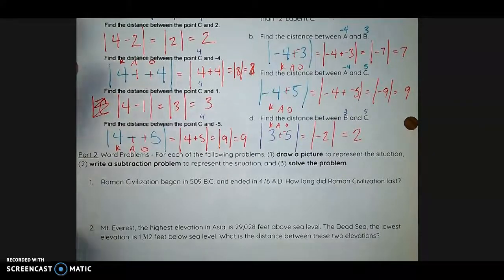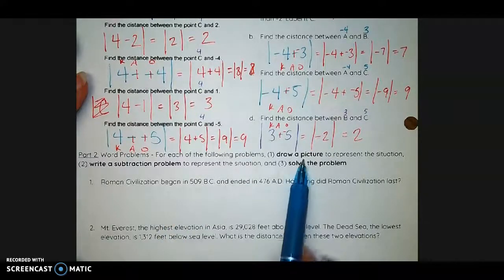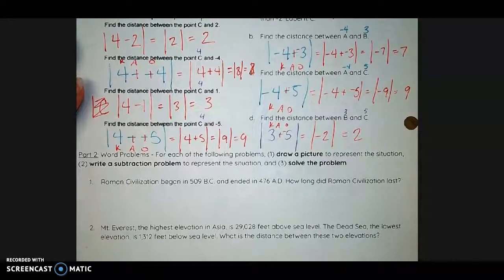So our picture that we draw, it might be a number line. It might actually be like a mountain. So it just depends what your picture might be. So we're going to draw a picture, we're going to write a subtraction problem, we're going to solve the problem. I always find that drawing pictures helps me a great deal when I'm trying to solve word problems like this.